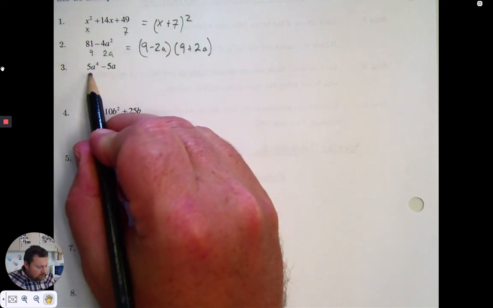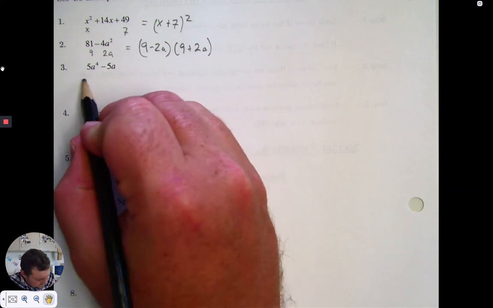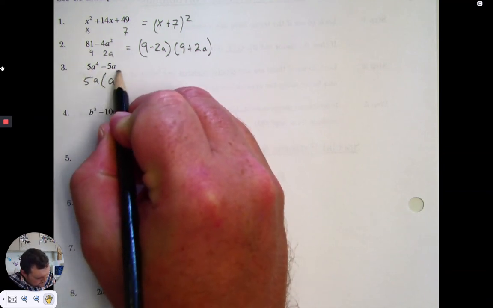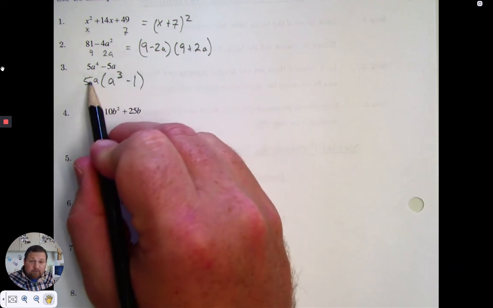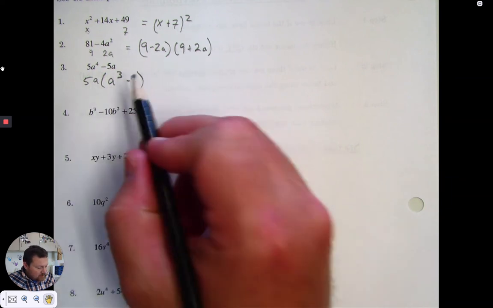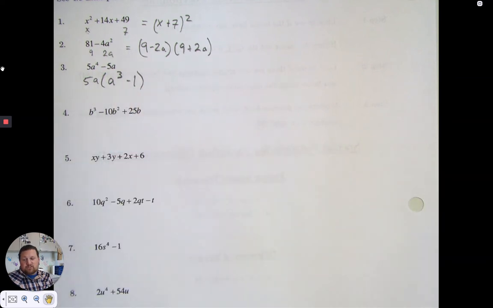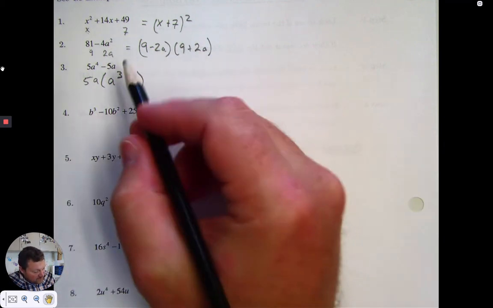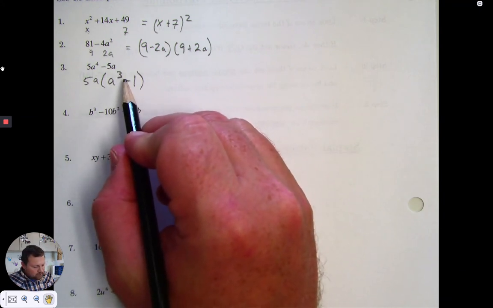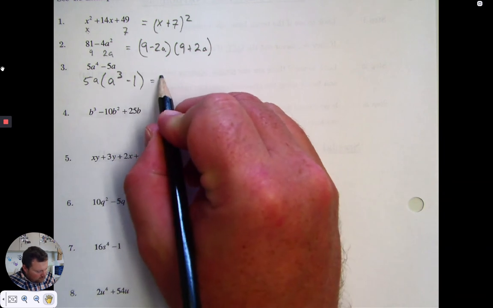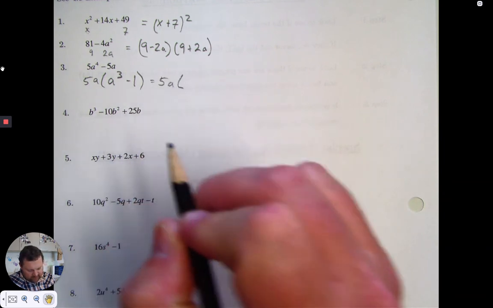For number 3, we hopefully notice right away they both have 5 and they both have a, which means we can take a 5a out. Then we can just focus on what's left on the inside. We have to have that 1 there to hold the place, so that we can multiply it back out. Remember, 1 is a perfect square, a perfect cube, it's a perfect everything. You multiply 1 by itself as many times as you want, and you're always going to get 1. So this right here is the difference of cubes. So carry over your 5a, and then we go to the difference of cubes.